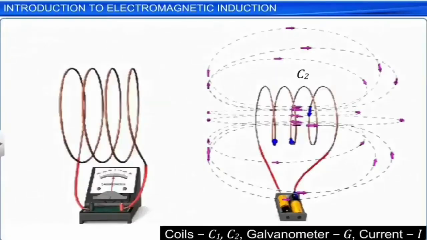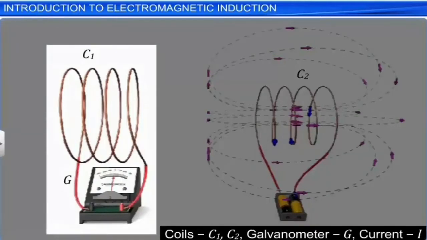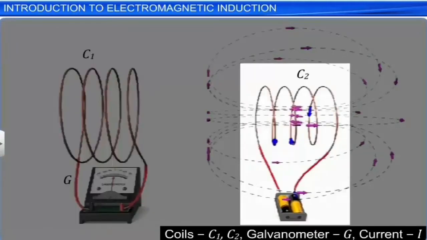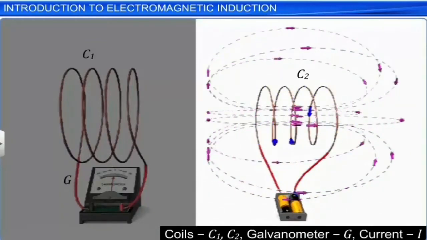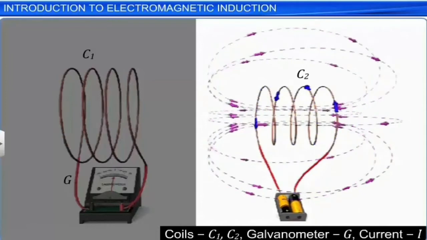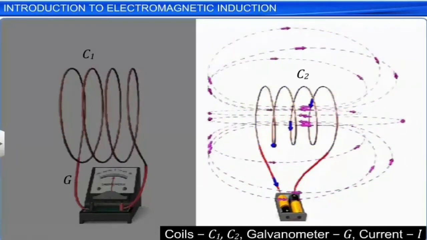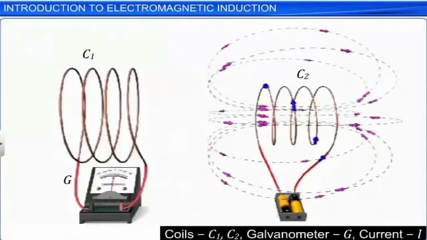In the second experimental setup, Faraday took two sets of coil. One coil is connected to the galvanometer, that is C1, and the other coil C2 is connected to the battery. So current is flowing through C2. And the steady current flowing through the coil C2 produces a magnetic field around it, and the coil C1 is linked with the magnetic field produced by the coil C2.